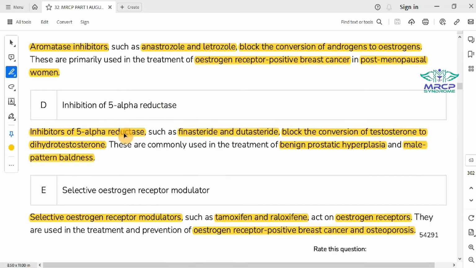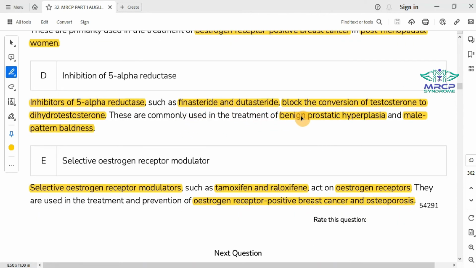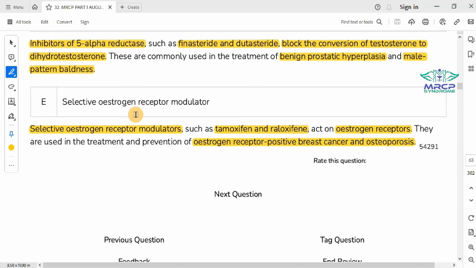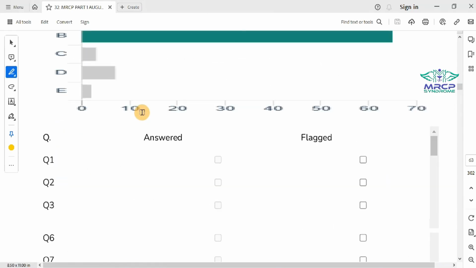And the inhibitors of 5-alpha reductase are finasteride or dutasteride. They block the conversion of testosterone to dihydrotestosterone. They are commonly used in the treatment of benign prostatic hyperplasia and male pattern baldness. And SERMs, tamoxifen and raloxifene, act on the estrogen receptor. They are used in the treatment and prevention of estrogen receptor positive breast cancer and osteoporosis.